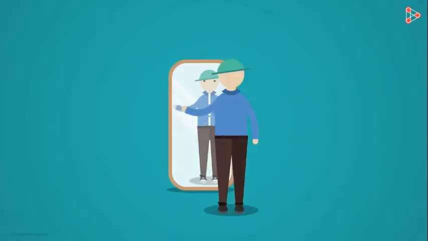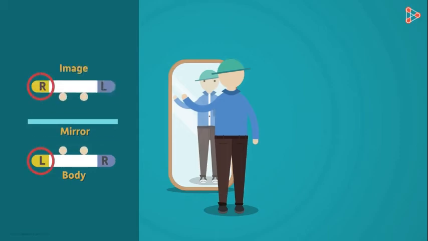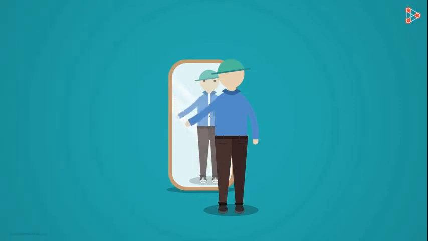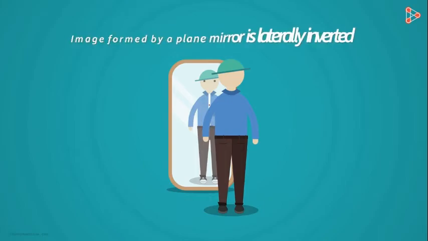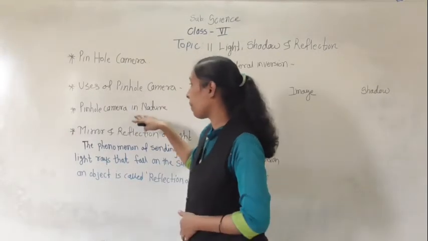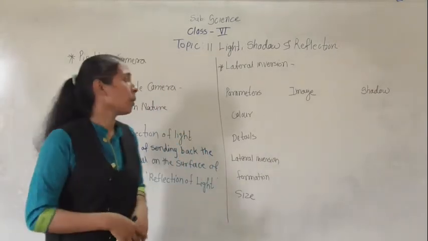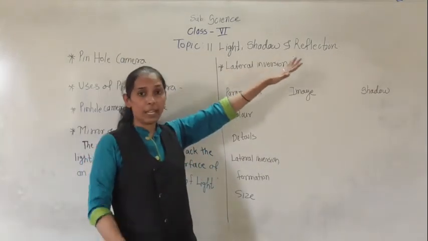When we raise our left hand, the image in the mirror raises its right hand. Our left is the image's right, and similarly our right is the image's left. So an image follows left-right reversal. So we say that an image formed by a plane mirror is laterally inverted. So my dear students, now we have discussed the uses of pinhole camera in nature, mirror and reflection of light, and also the lateral inversion.